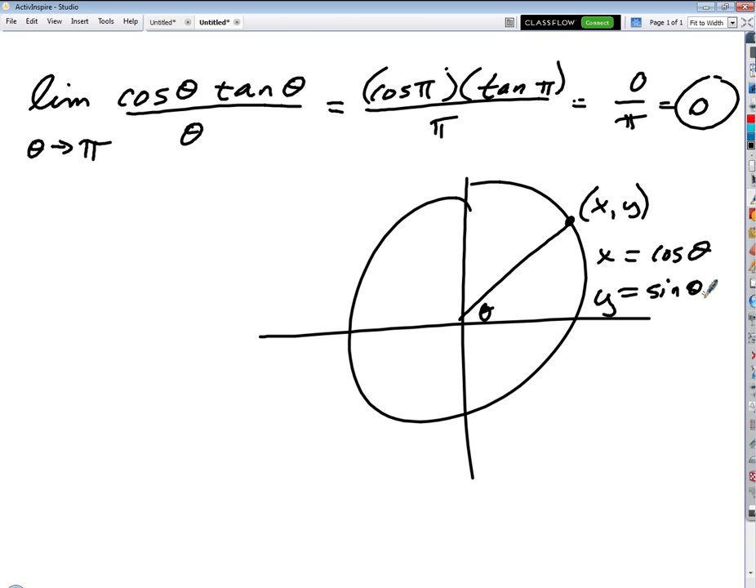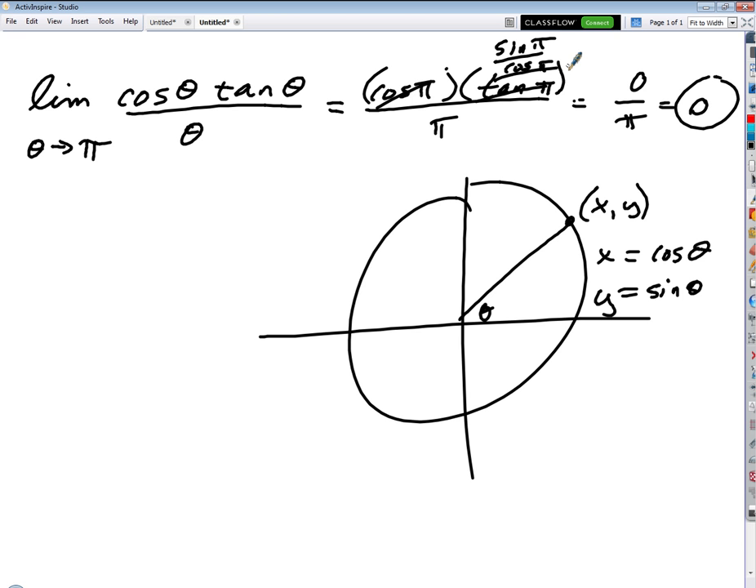Jennifer, question. For the cosine and the tangent, could you simplify that to just sine? Yes, you could. Absolutely. Tangent we could replace with sine pi over cosine pi, and then the cosines would cancel. Yeah, you just make it sine. Very good. Good job.